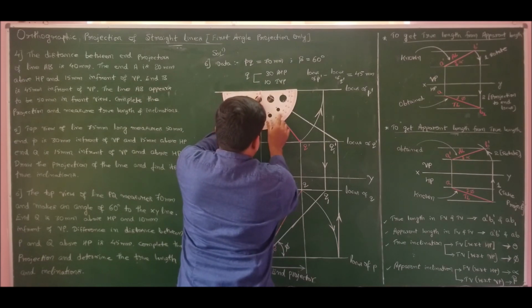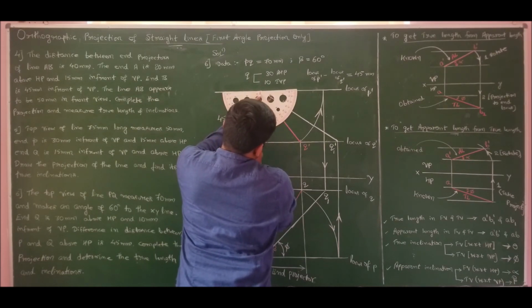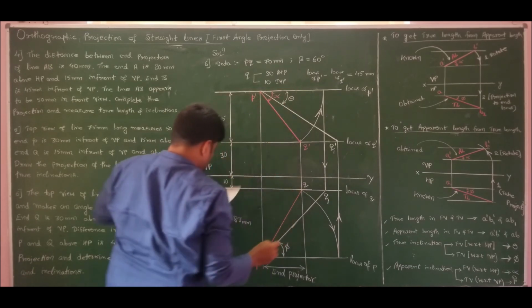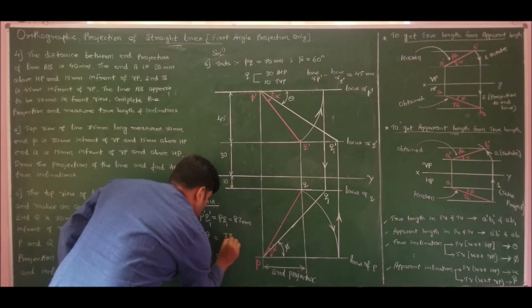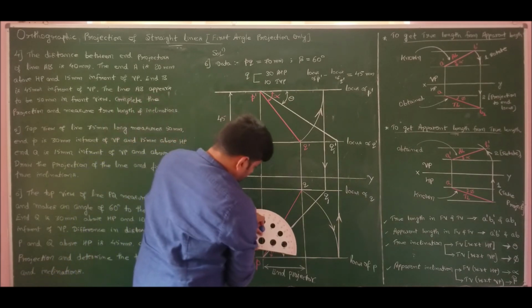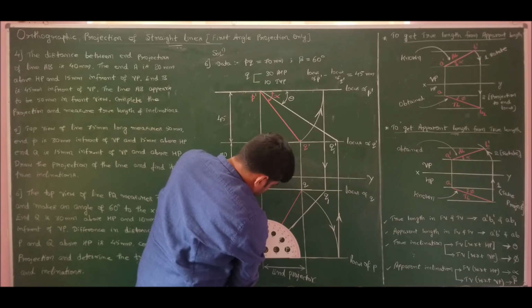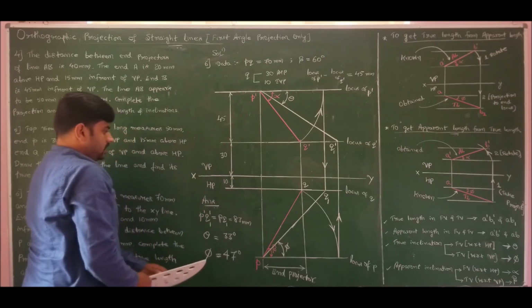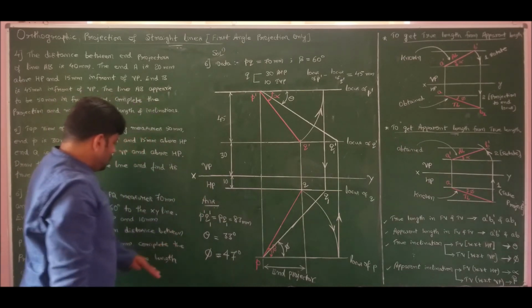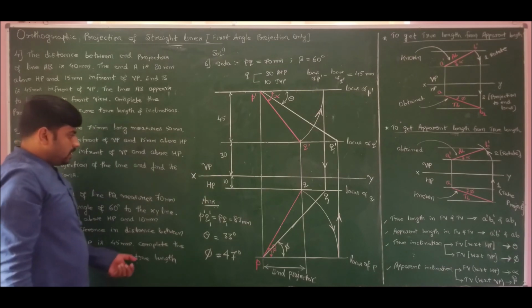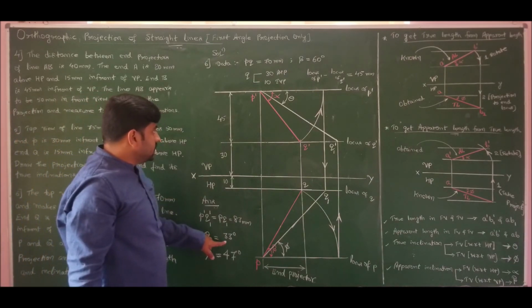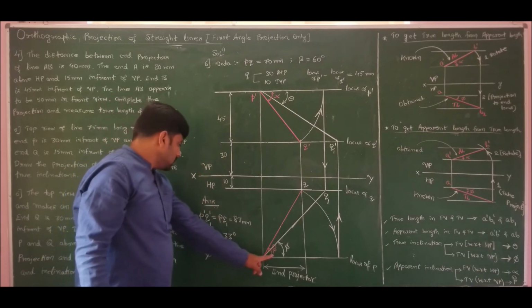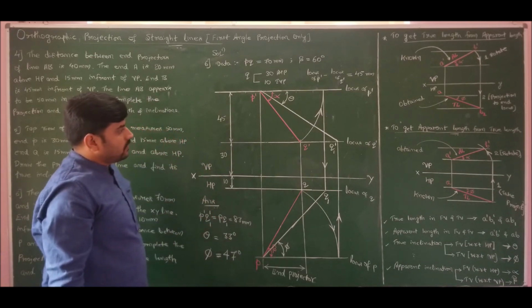Theta for this problem is turning out to be 33 degrees. Theta is 33 degrees and phi is 47 degrees. The solution for the problem is true length is 83 mm and true inclination with respect to HP is 33 degree. True inclination with respect to VP is 47 degrees. So this is the solution for the given problem.